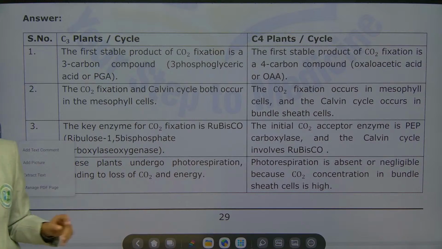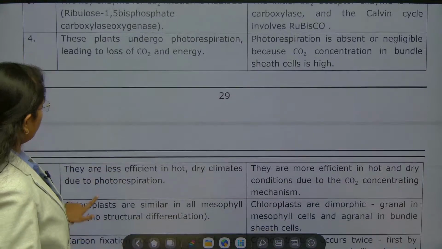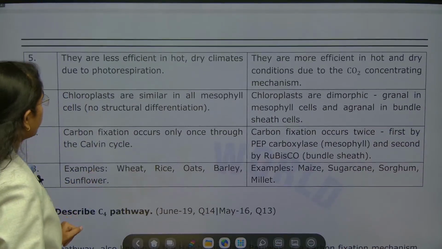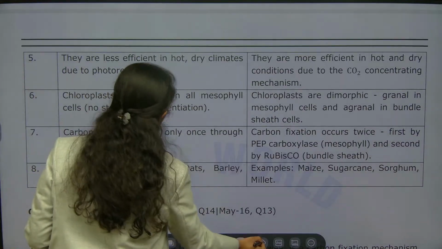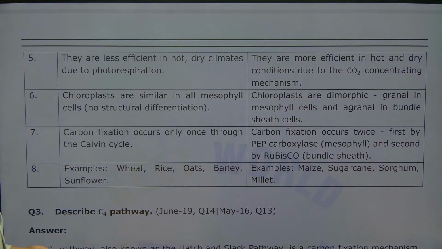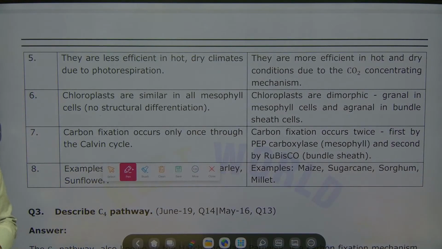Fine, right? Now, here we go. C3 plants are less efficient in hot, dry climates due to photorespiration. Fine, right? They are less efficient due to what? Photorespiration. And if you see, C4 plants are more efficient in hot and dry climates. This is due to carbon dioxide concentrating mechanisms. Fine, right?